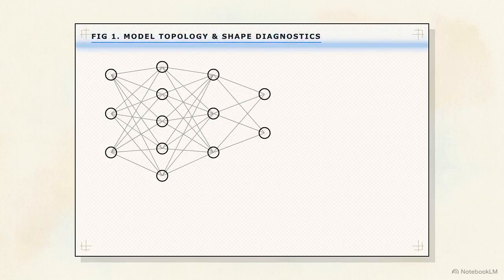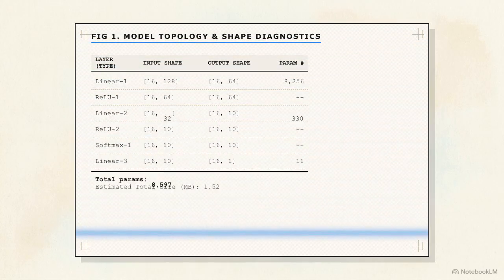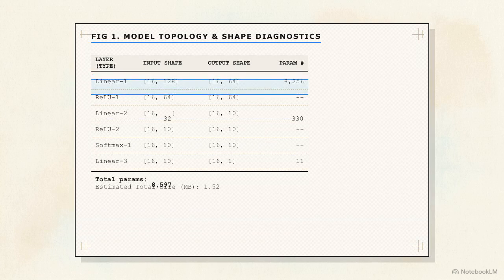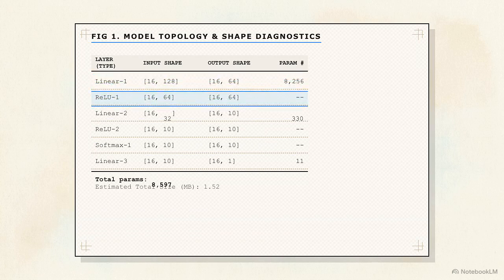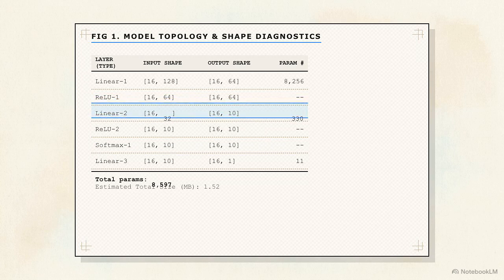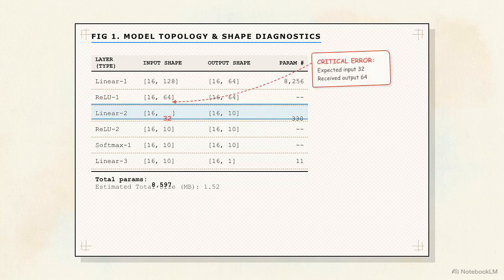This diagram shows how we fix that using a library called TorchInfo, which acts like a medical X-ray for your network. As you can see in this table, it tracks exactly how much memory is being used and the exact size of your data as it moves downward through each distinct layer. That flashing red row exposes exactly where the math doesn't line up.